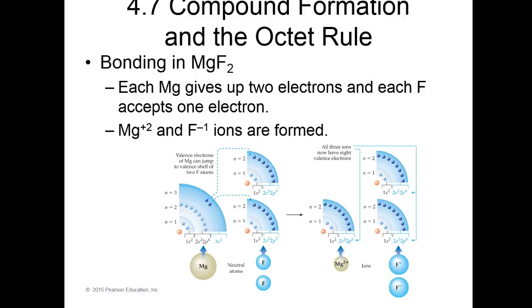What about the bonding of magnesium fluoride? Each magnesium gives up 2 electrons and each fluorine accepts 1 electron. Magnesium plus 2 and fluorine minus 1 ions are formed.